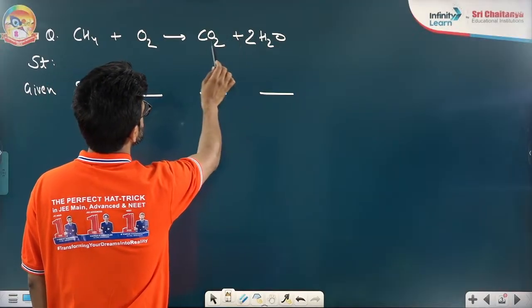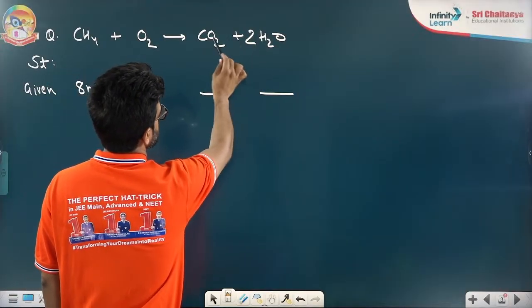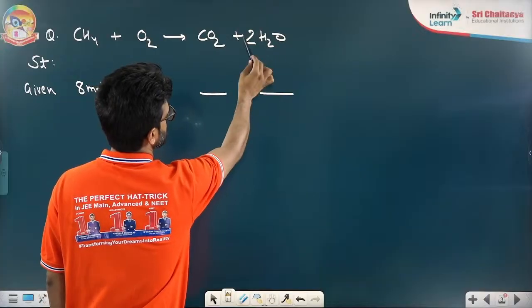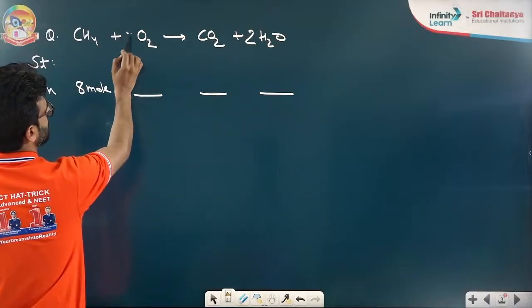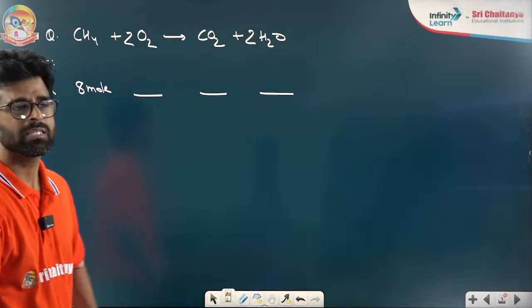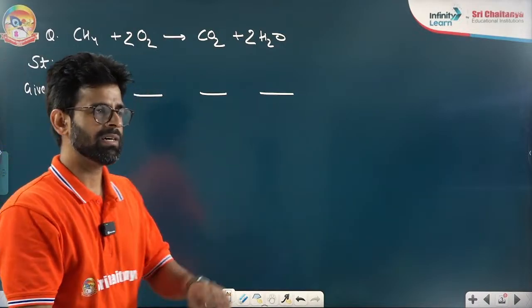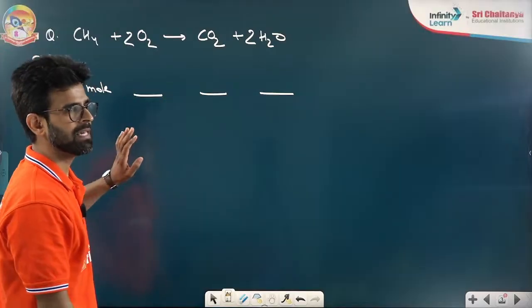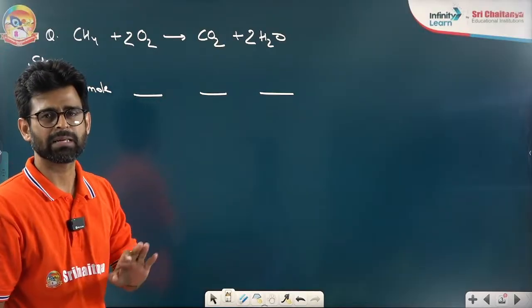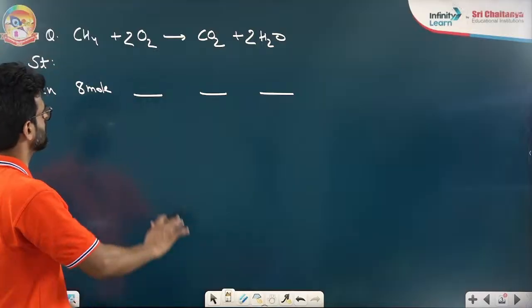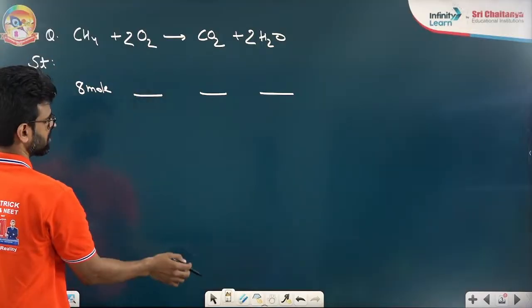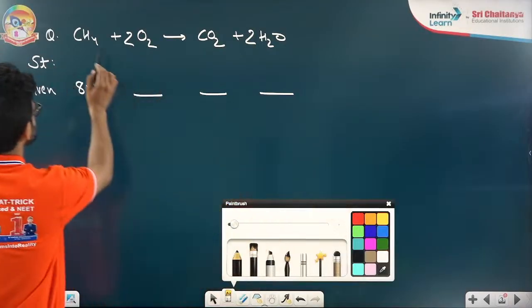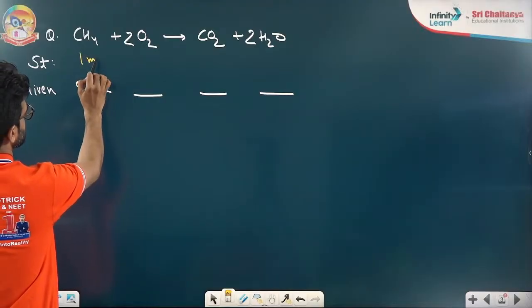And now, to balance oxygen, how many oxygen? 2 oxygen here, 2 oxygen here. How many? Only 2. So I will balance it by taking 2 here, right? Now is it a balanced equation? Yes. Now every element is balanced in the equation, right? We are balancing it by the hit and trial method. Okay? Simple one.